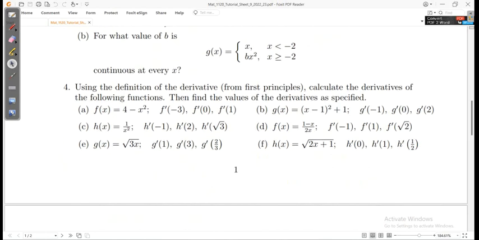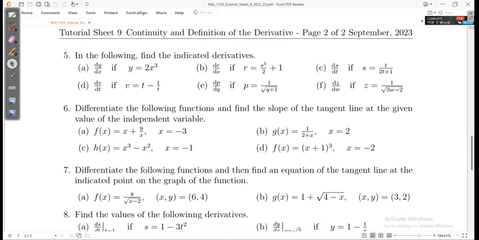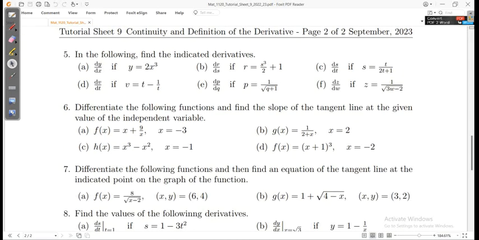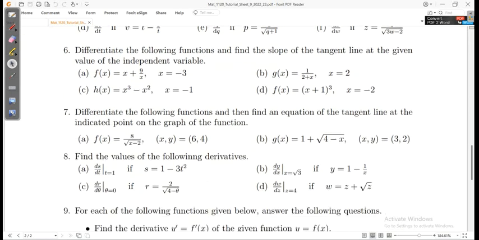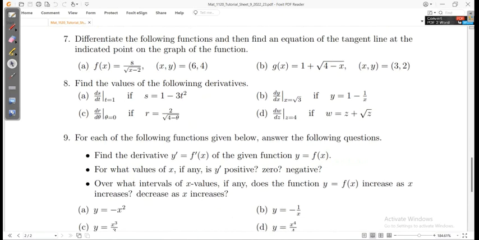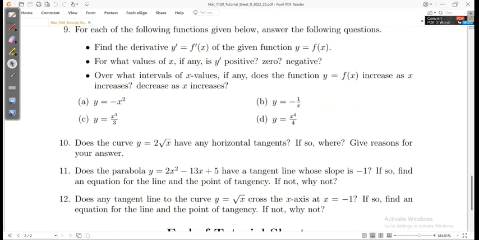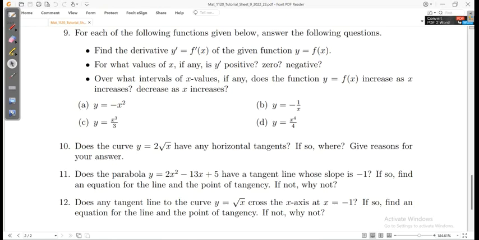And then using the definition of the derivative, that is the first principles, we need to calculate the derivatives of the following functions, and then in the following, find the indicated derivatives, differentiate. So all these questions are basically answered in this video. So we'll start with the first question.